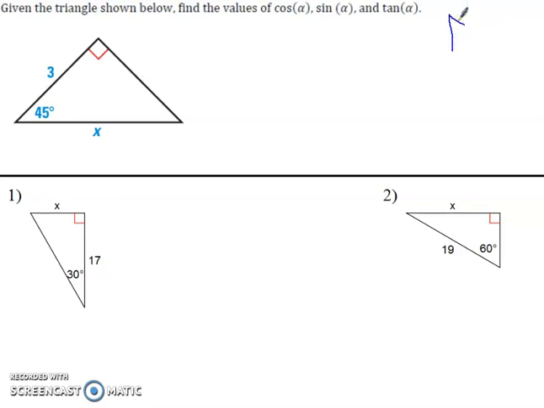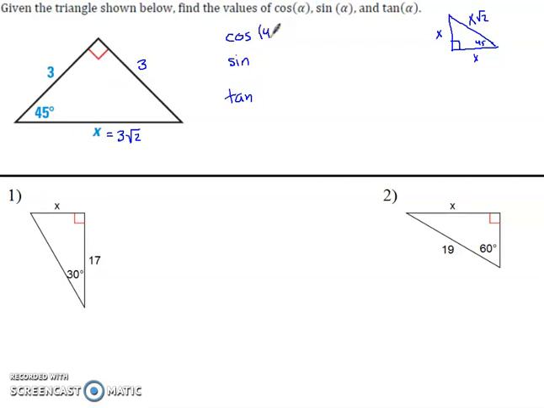So hopefully we recall that a 45, 45, 90 degree triangle has the relationship where two of the legs are congruent, and the hypotenuse is that side length multiplied by the square root of 2. So in this case, my first leg is 3, which means the second leg is 3, which means that the hypotenuse must be 3 times the square root of 2. And now we can go through and find the cosine, sine, and tangent of our angle.